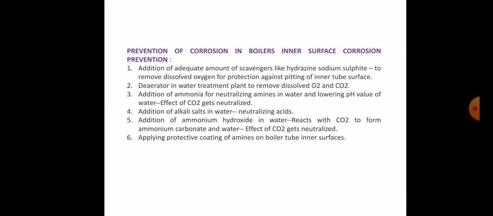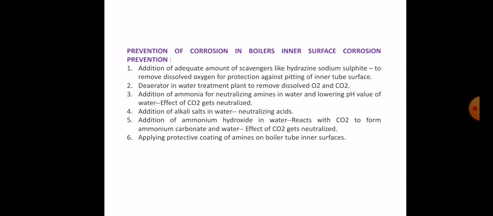Okay, so in a boiler we all know there are a number of tubes, which have an inner surface and an outer surface, right? Right now we are talking about the inner surface. How can we prevent boiler inner surface tube corrosion? First of all, addition of an adequate amount of scavengers like sodium sulfide, right? An adequate amount of scavenger is added on the inner side of the tube to remove dissolved oxygen for protection against pitting of the inner tube surface.